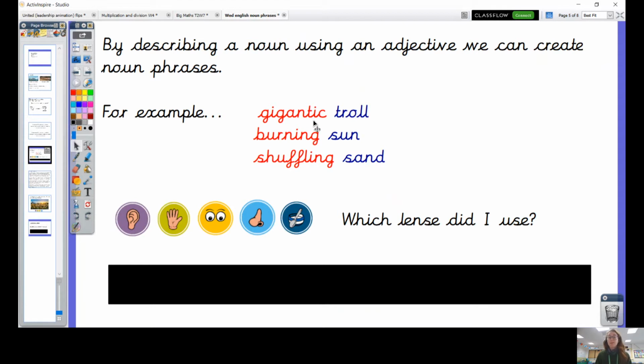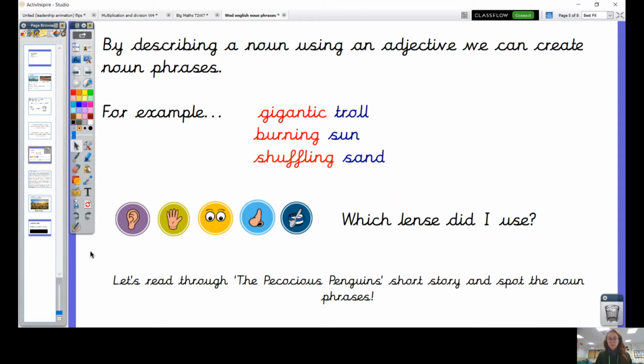So gigantic troll is describing what the troll looks like. So that would be a looking description. The burning sun, what the sun would feel like. So I've used a feeling on there. And then the shuffling sand, it could be what it looks like, but it could also be what it sounds like. So I've used 3 different ones there.